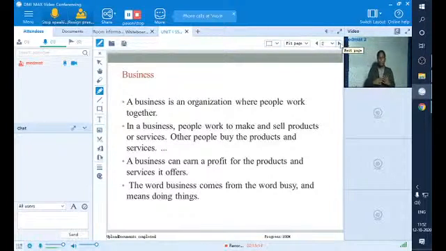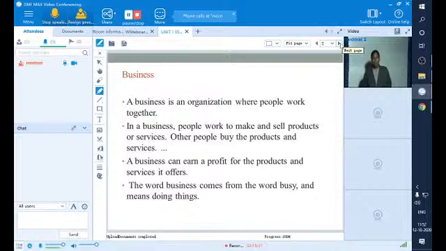So other people buy the products and services. What do other people do? They will buy the product and they will use the product. Okay, so this is the second line here. In a business, people work to make and sell products or services. Other people buy the products and services.